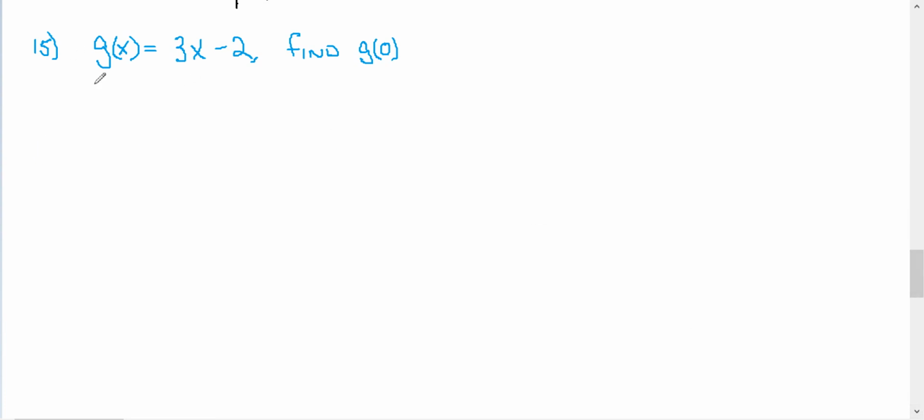Another one. G of x equals 3x minus 2. Find g of 0. Again, I'm replacing the x with 0. So then I'm going to have g of x. You can change that to y anytime. G of x equals 3 times 0 minus 2. So you could say y equals negative 2.